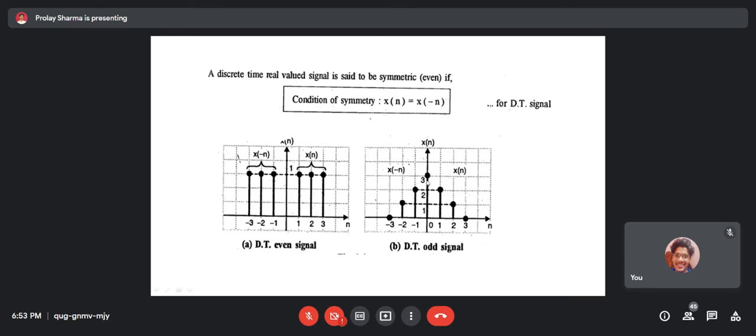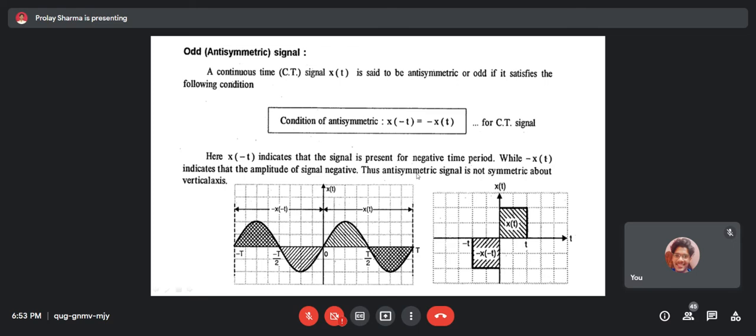In case of discrete signal, we can see this signal is again symmetric with respect to the horizontal axis, and this signal is symmetric with respect to the horizontal axis. So these two signals are even signals. Now for the odd signal, the odd function is like this. This is the odd function: minus x(t) equals x(minus t). All of you know, the odd signal is symmetric with respect to the origin.